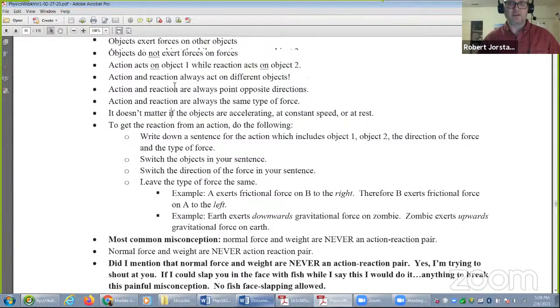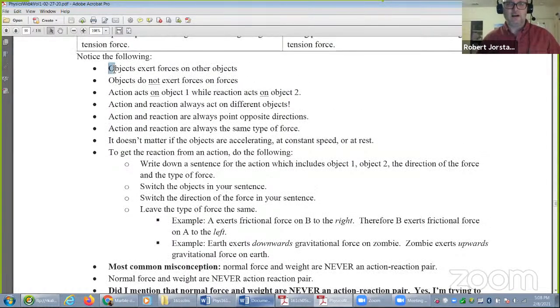These are the facts about this. Action and reaction always act on different objects. They always point opposite directions, and they're always the same type of forces. So that might help us.